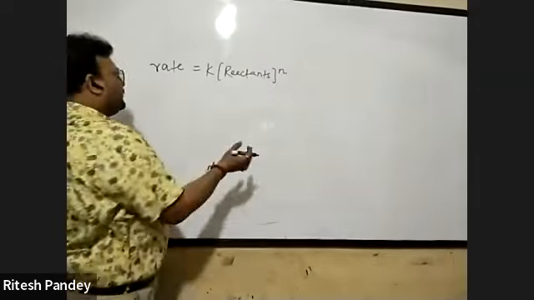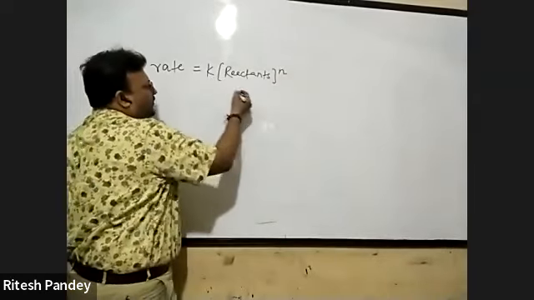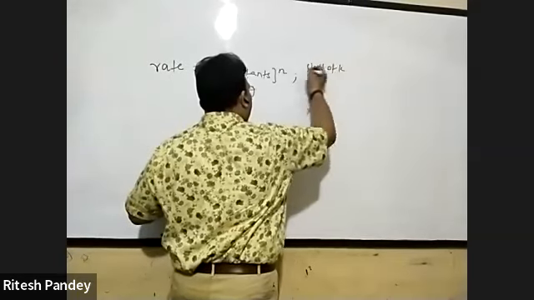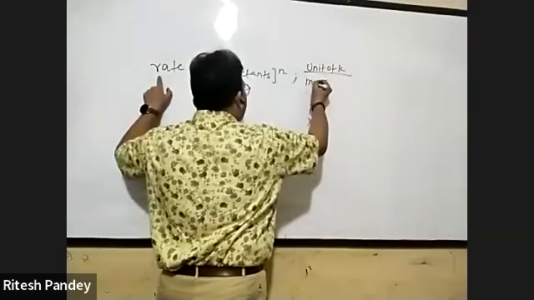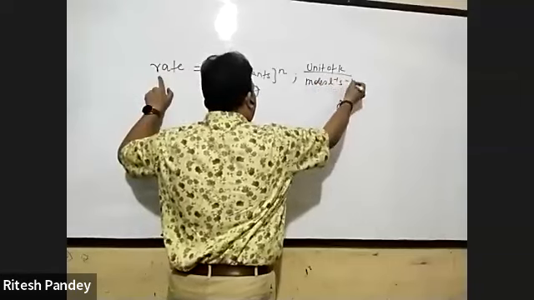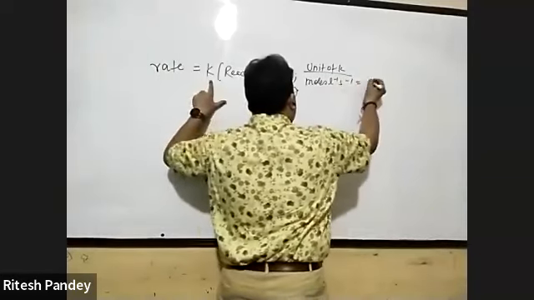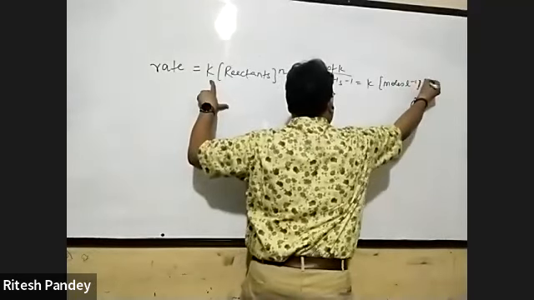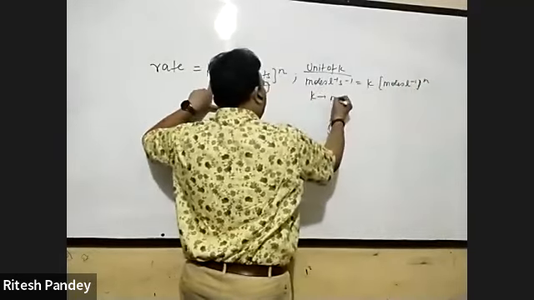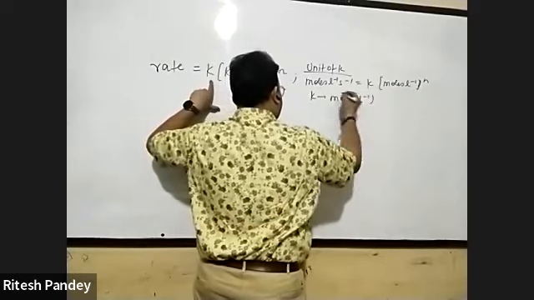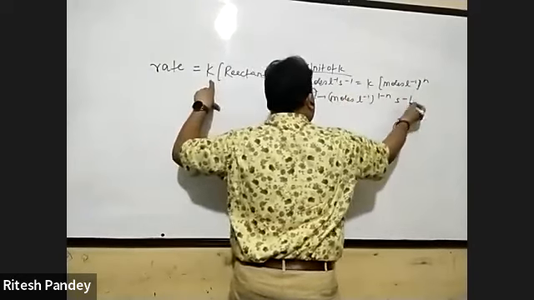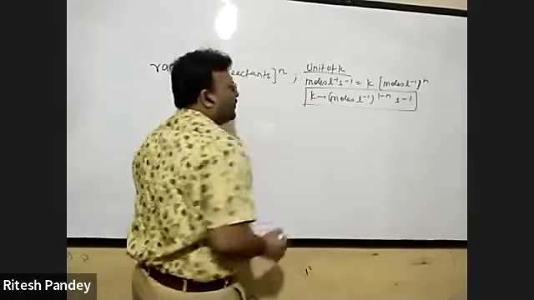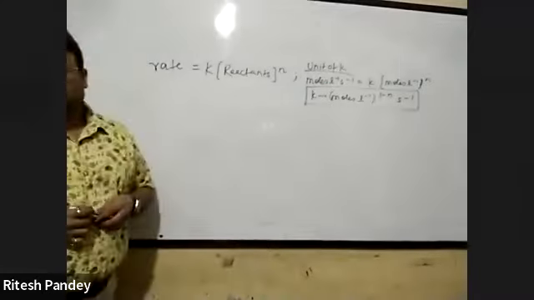I can tell you a few things like the unit of K. I don't know if I give you this in the video or not. But if the rate is moles per liter per second, and the concentration is moles per liter to the power n, the unit of K would be moles per liter to the power 1 minus n per second. So again, a piece of information which will be handy in solving questions right now.